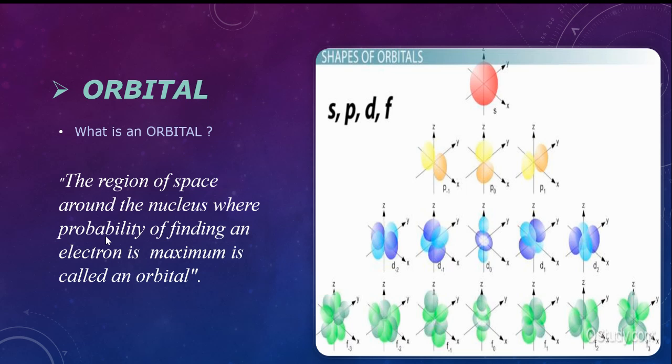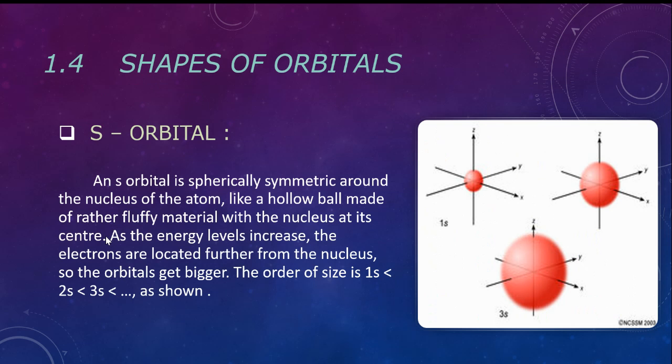And it is a region of space. In a big space, there is a small region where the probability of finding the electron is maximum. That is known as the orbital. So we have s, p, d, and f orbitals. Let's move to the next slide.